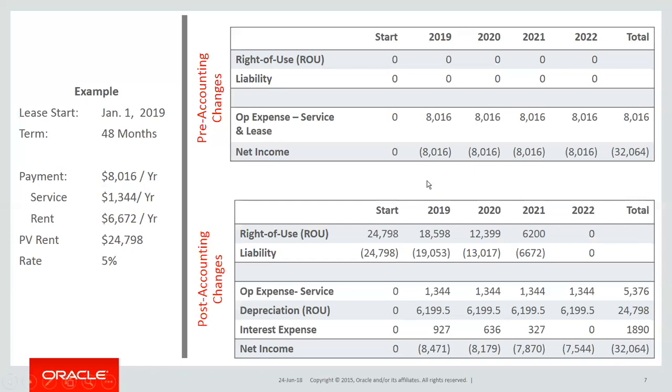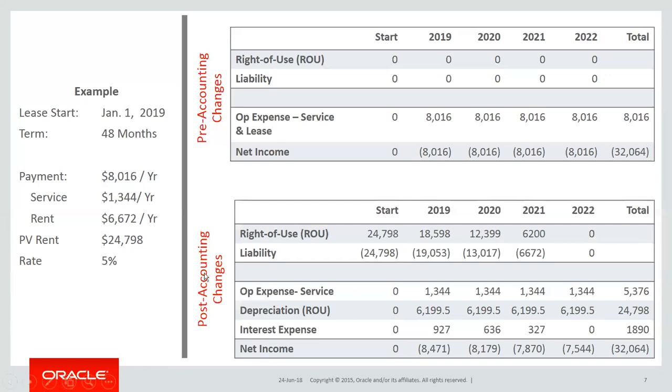So before the accounting standard came into picture, this is how it was going to look. In your balance sheet, nothing was being capitalized in ROU or liability. And coming to the expenses part, the entire amount of 8016 was being straight away deducted as an expenditure.